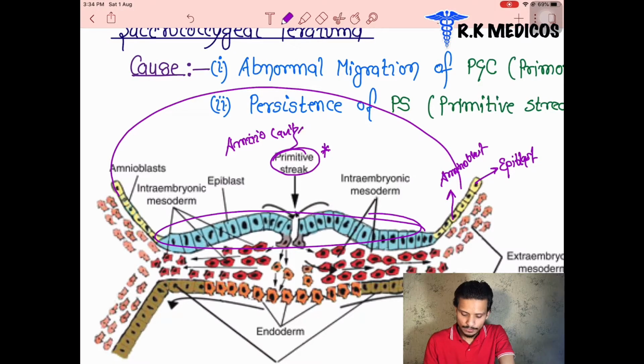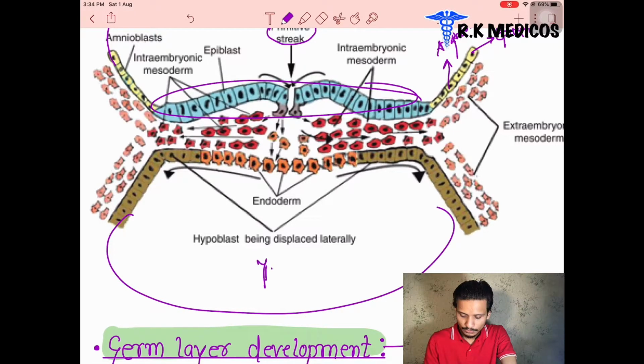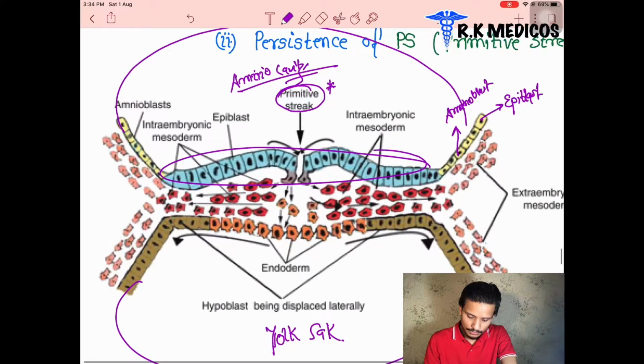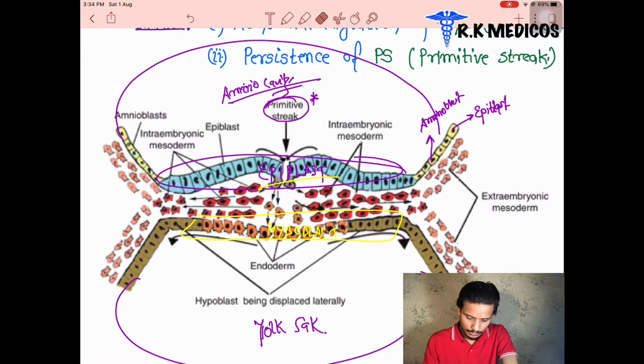And below it, which cavity is located here? That is the yolk sac. And there is the epiblast here. Wait a minute. This is epiblast and this region is hypoblast. You don't know? Don't worry about it. I'm going to erase it and we will come back to this. So leave it for now.